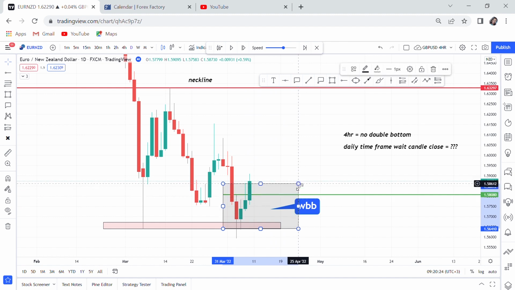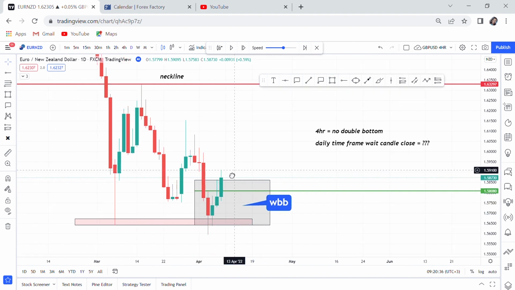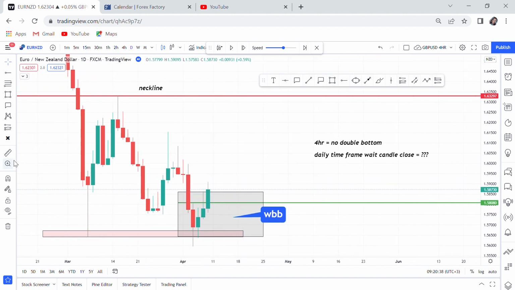Guys, this is a sure bet that the market has created a double bottom. So you can enter immediately. You can enter immediately on the daily time frame, or you can switch to 4 hour.